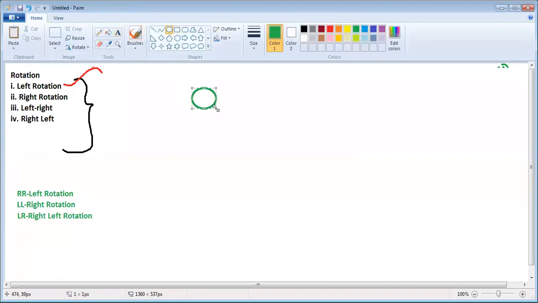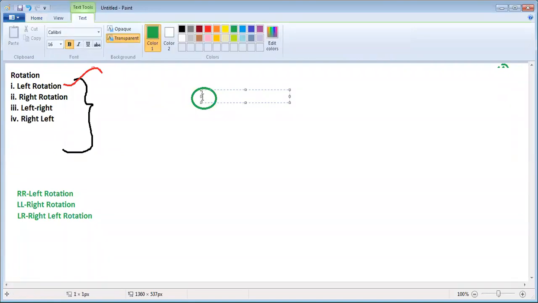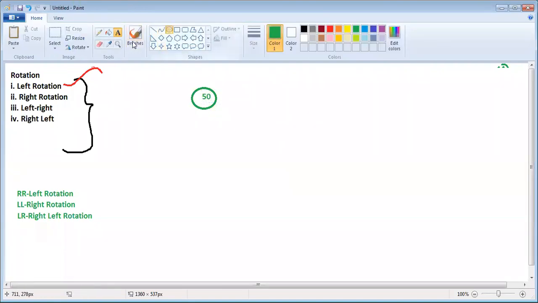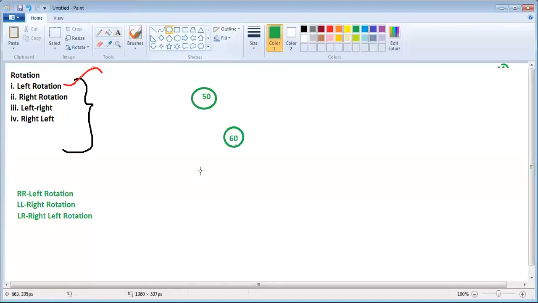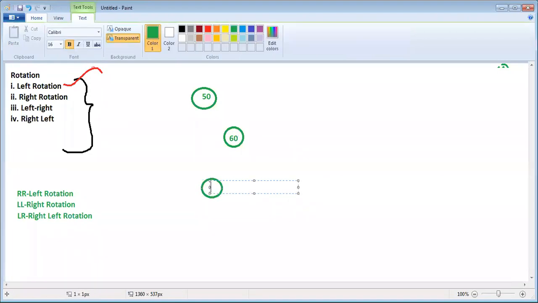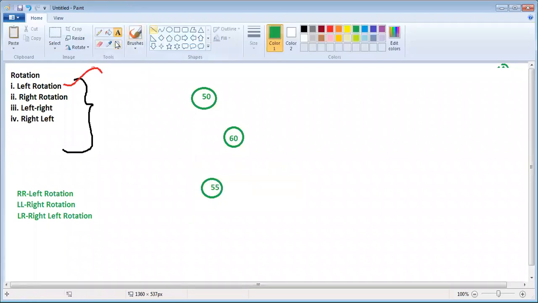For example, I am inserting one value, 50, and another value, 60. And again I am inserting one value, for example 55, on the left side of 60. I'm connecting and trying to find the balancing factor. This is 0, this is 0, this is 1, and this is -2. Correct?